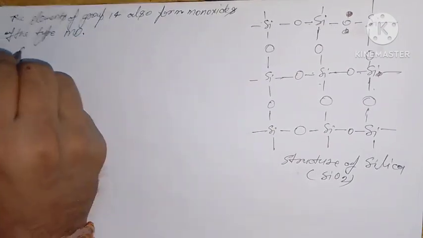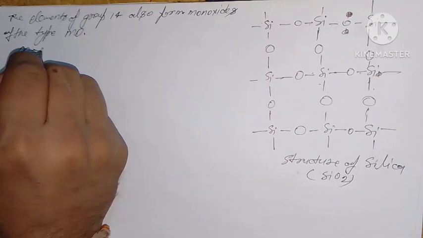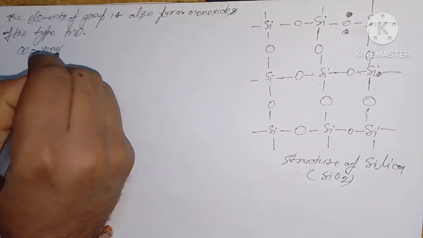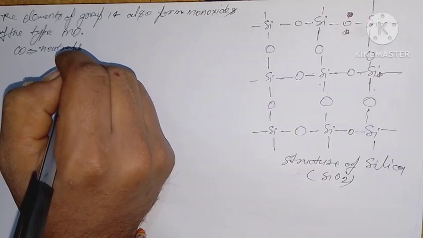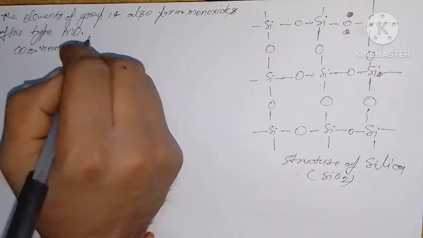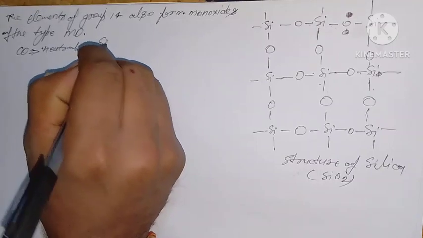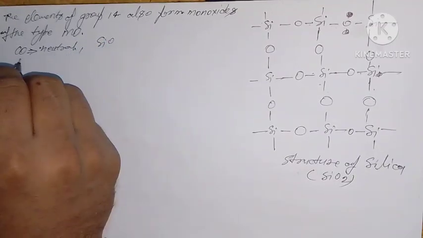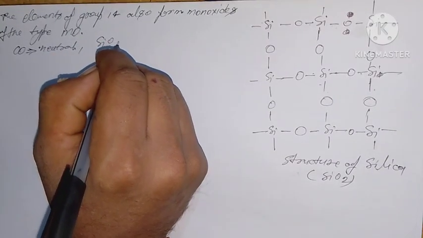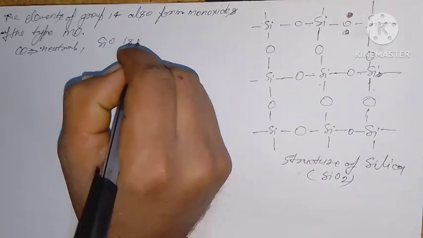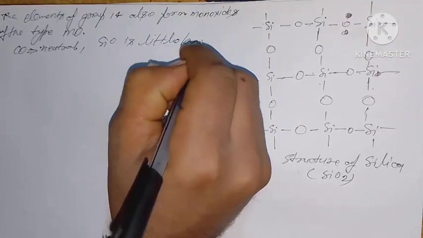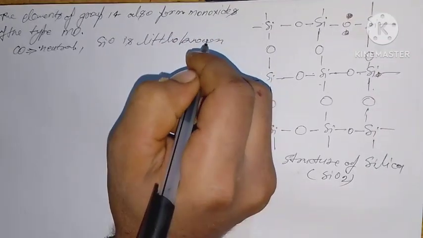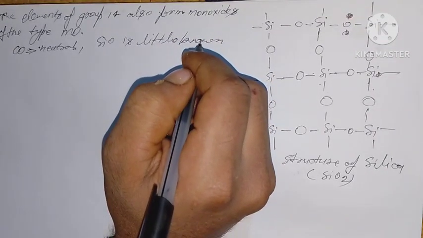Okay, carbon monoxide is neutral. Silicon monoxide is little known.